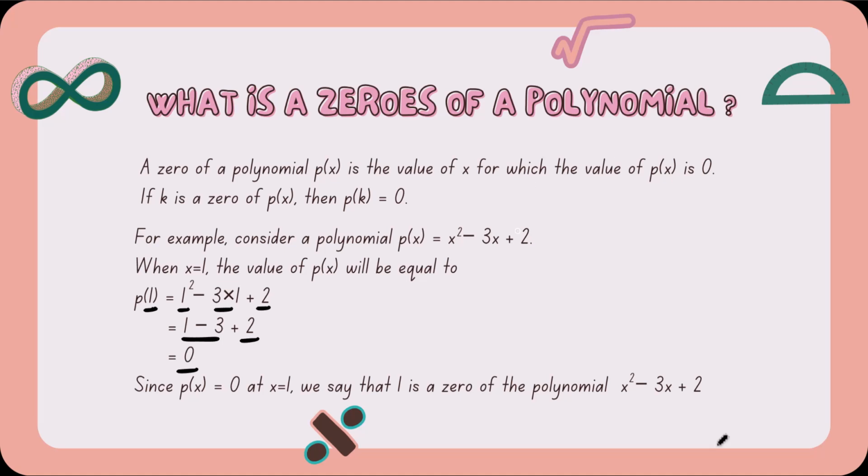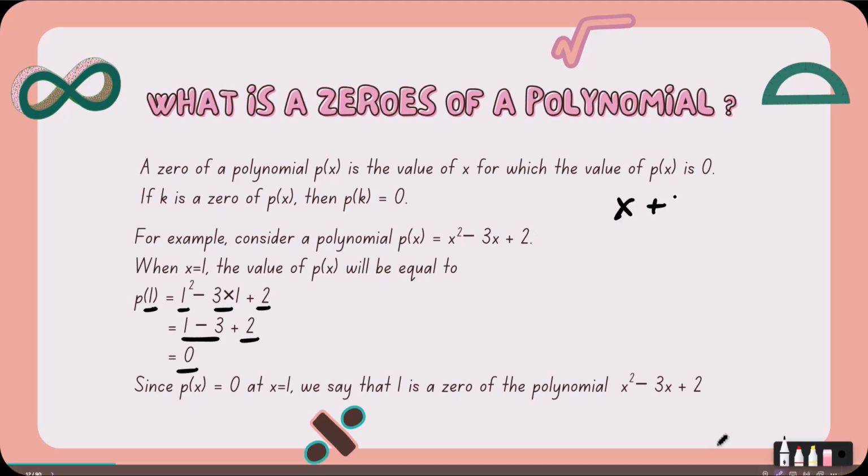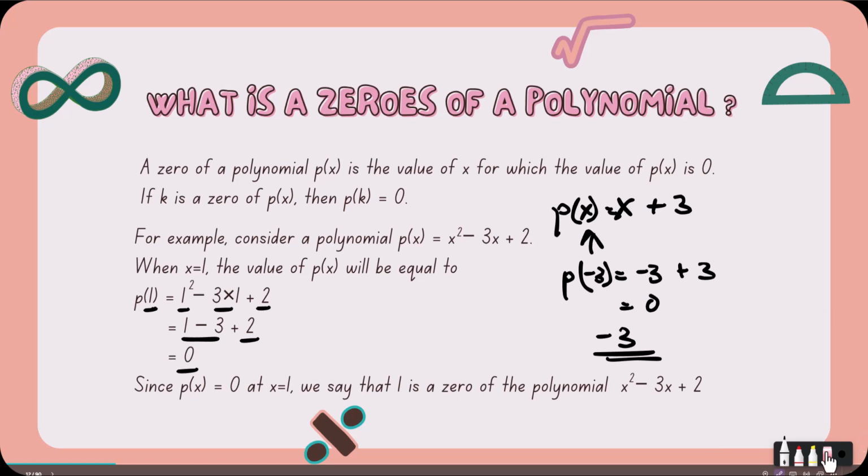For example, if I have p of x is equal to x plus 3, what should I put in x so that p of x will be equal to 0? I know if I put x is equal to -3, it'll become equal to 0. So p of -3 is 0, right? So what is my 0 of the polynomial? -3 is my 0 of the polynomial. This is the logic of zeros of a polynomial, okay?